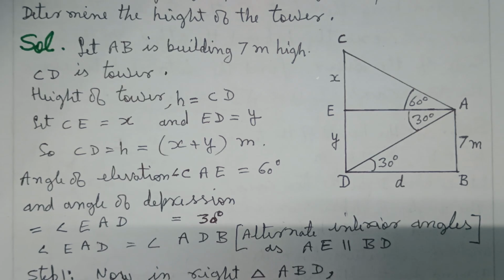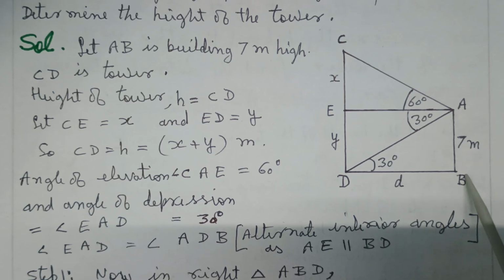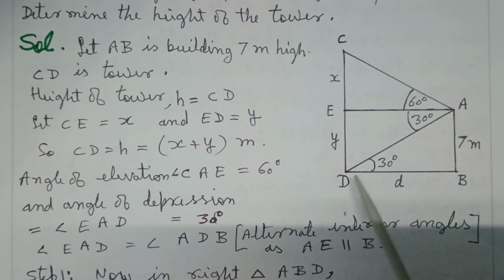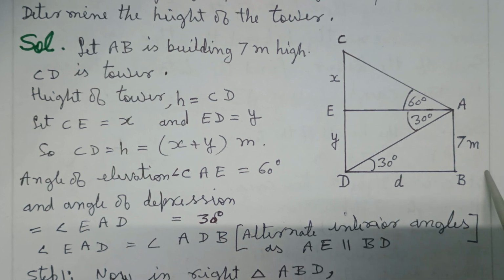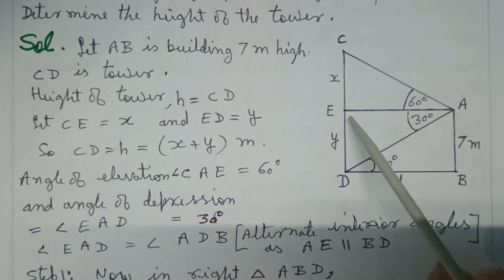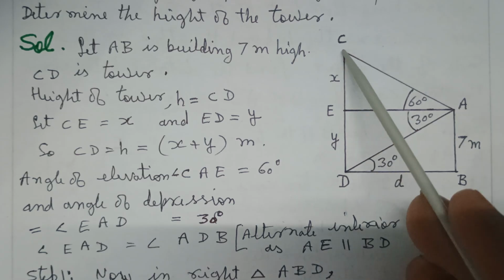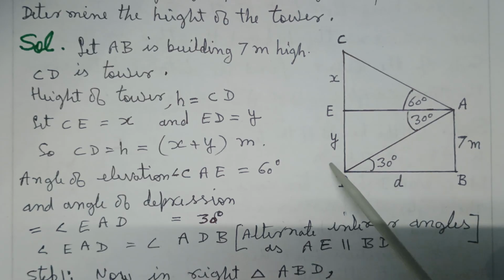Now step 1. In right triangle ABD, ये ट्राइंगल में पहले हम D ज्ञात करेंगे, फिर X ज्ञात करेंगे, फिर Y ज्ञात करेंगे और X और Y ज्ञात होने पर इनको ऐड करेंगे तो टोटल हाइट ऑफ द टावर हमको ज्ञात हो जाएगी. So first let us find out the distance D.